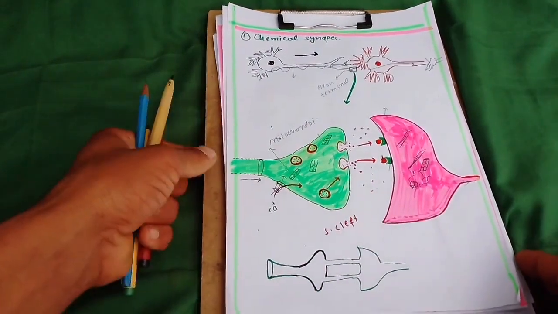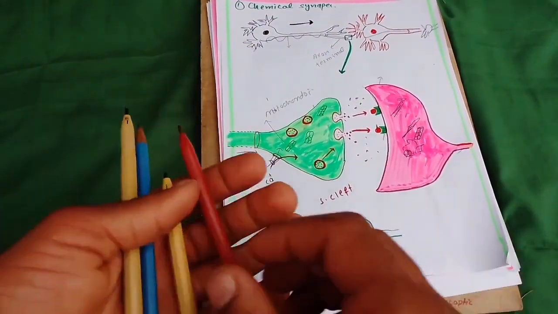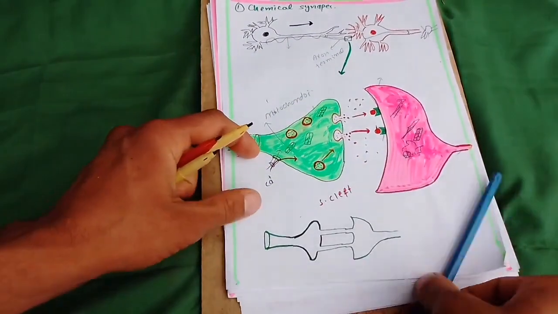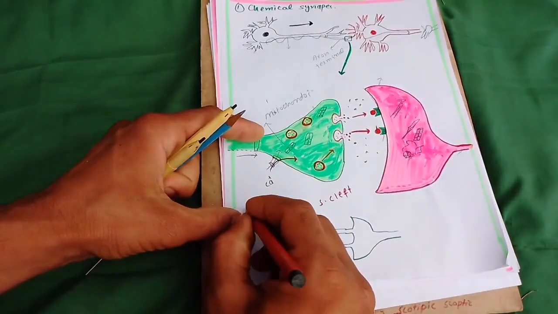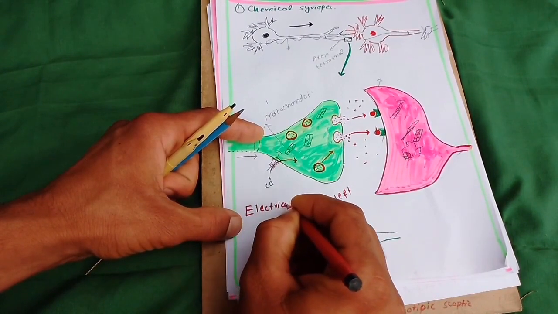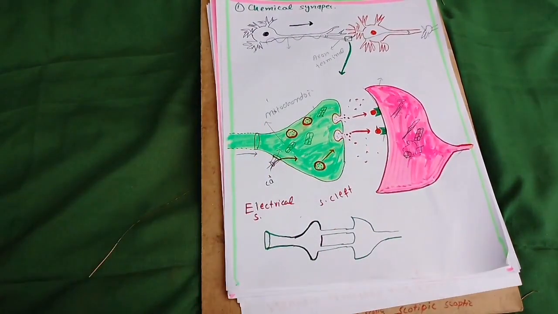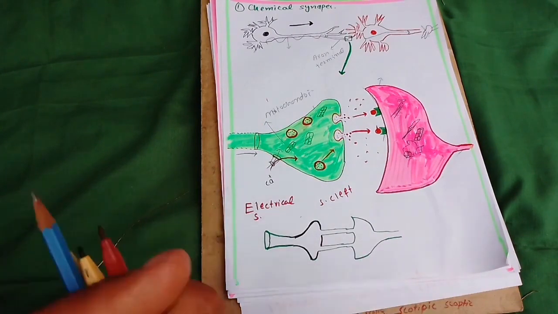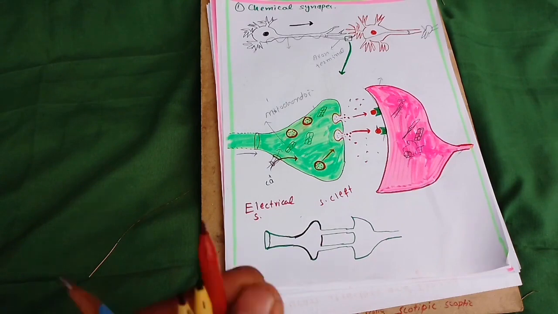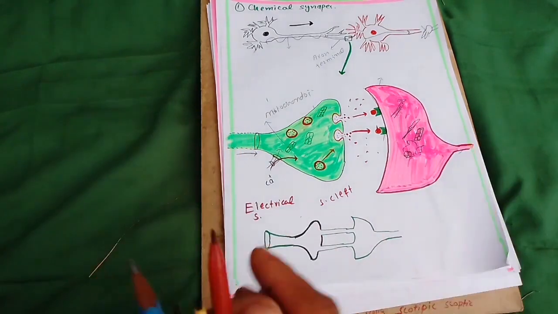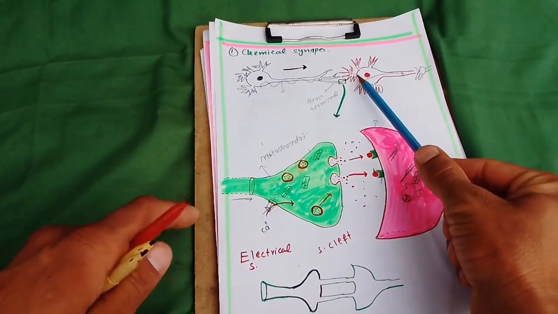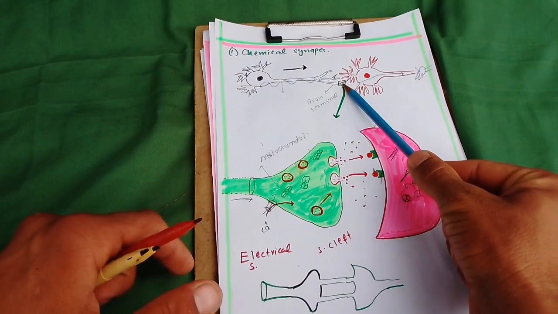This is the transmission of impulse from the presynaptic neuron to the postsynaptic neuron. Another type is the electrical synapse. What is an electrical synapse? An electrical synapse is the type of synapse which has a specific junction. This is neuron number 1, neuron number 2. There is a small space.